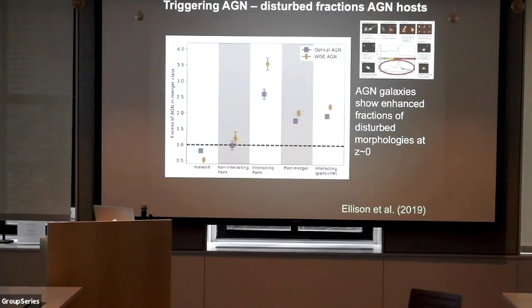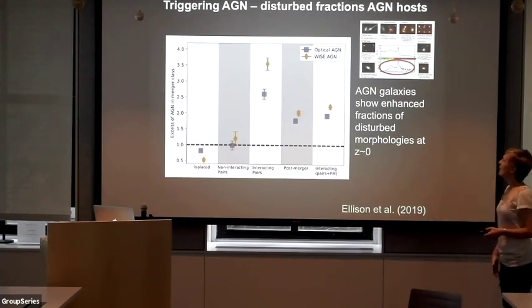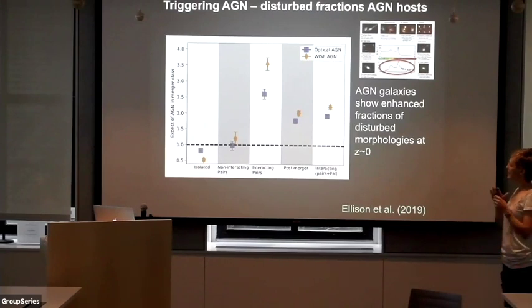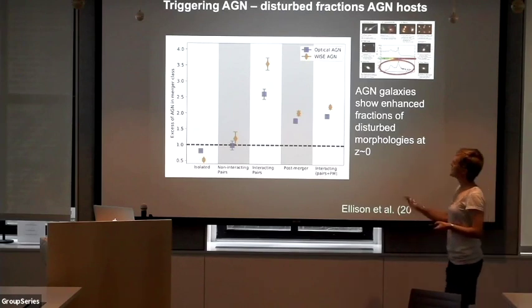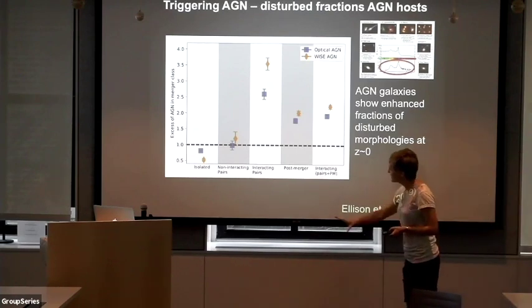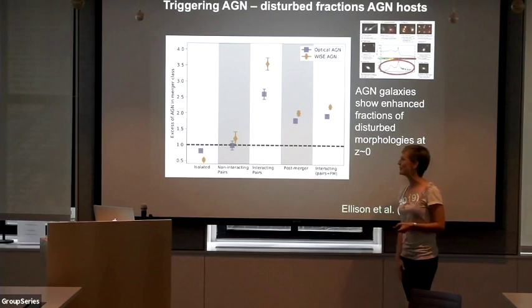So this is a piece of work that I just put on the archive last week, which was accepted last week, where we do this morphological classification in very deep CFHT imaging. It's 3 magnitudes per square arcsecond deeper than Sloan, and so you can really pick out those tidal features much more effectively.